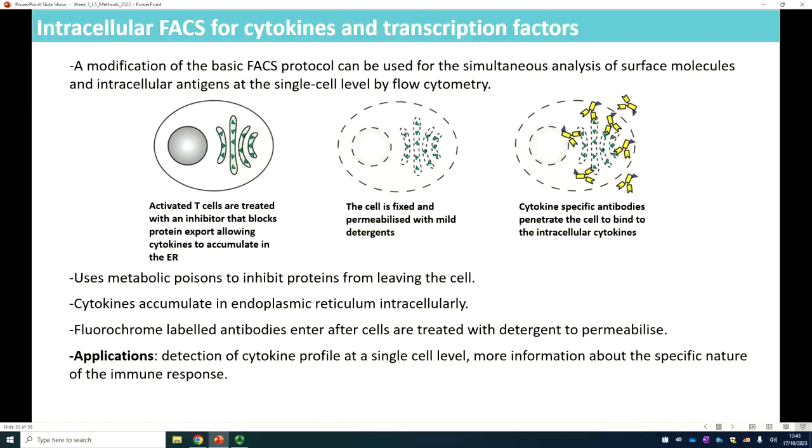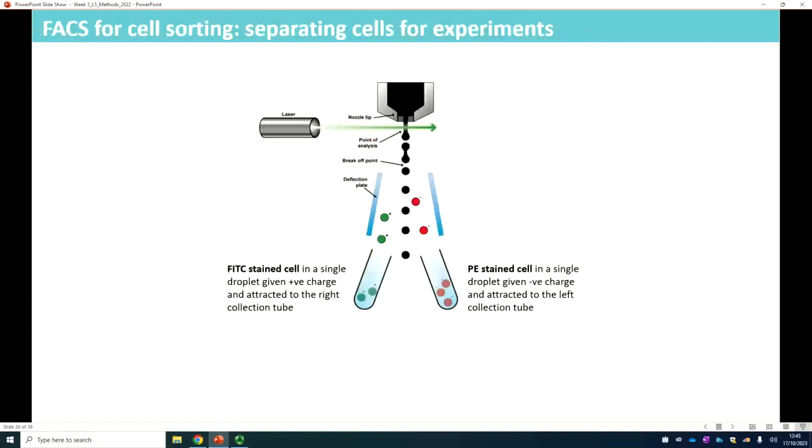Intracellular FACS staining can also be done for cytokines and transcription factors. So a modification of the basic FACS protocol can be used for looking at intracellular antigens. So in this case, T cells are treated with an inhibitor that blocks protein export, so it allows cytokines to accumulate. You can then permeabilize the cell, and then you can introduce your conjugated fluorescently labeled antibody into the cell, and then detect intracellular cytokines. And so that's particularly useful for detecting a cytokine profile at a single cell level.